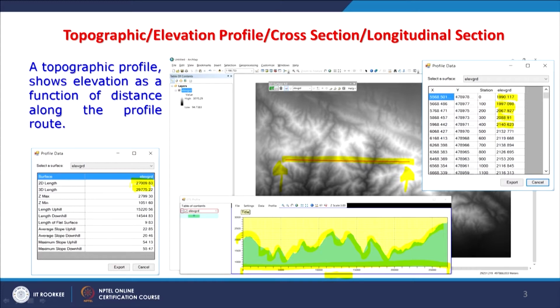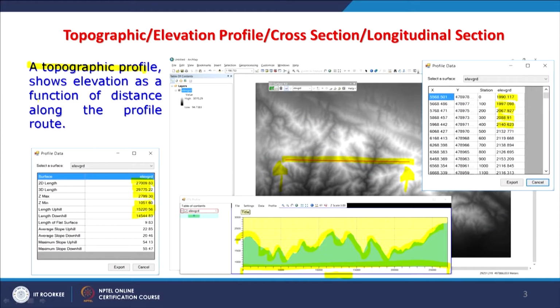And of course you will get Z minimum, Z maximum, length uphill, length downhill, all those parameters which might be required for construction of a road or a boundary wall or any such projects. So, again, a topographic profile shows elevations as a function of distance along the profile route, which is being shown in this figure.